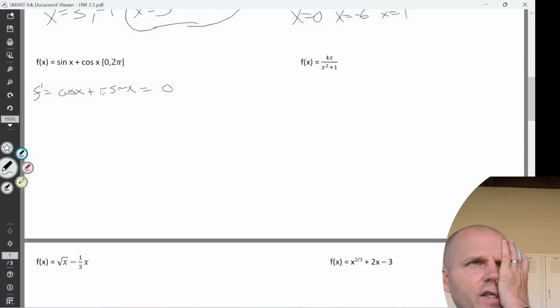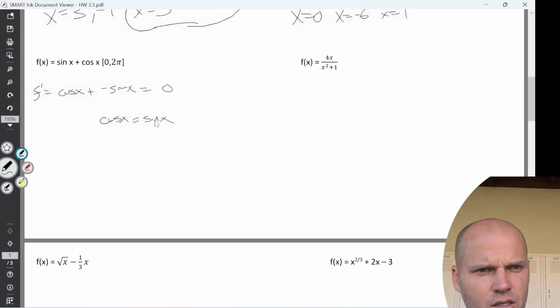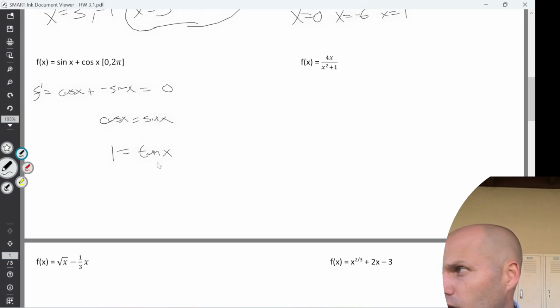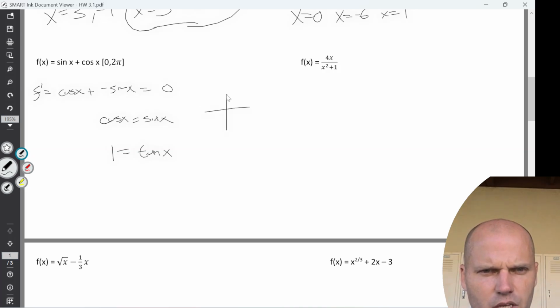With trig functions, you just have to remember your derivative rules and then use them the correct way. Here I would get cosine x minus sine x equals 0. A good technique to solve this is to get one trig function on one side and the other on the other. I'm going to add sine x, divide by cosine x to get 1 equals tangent x. Tan equals 1 at the pi over 4s in the first and the third quadrant. That's going to be at 1 pi over 4 and 5 pi over 4.